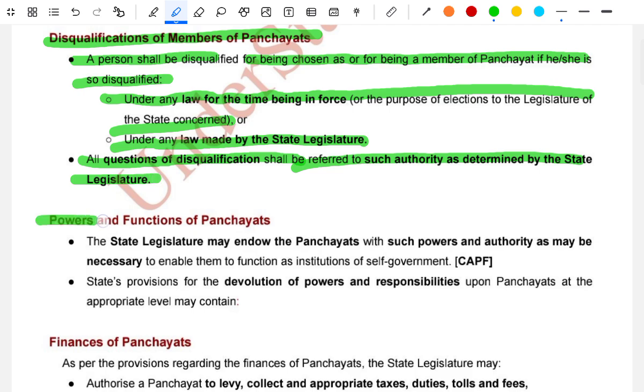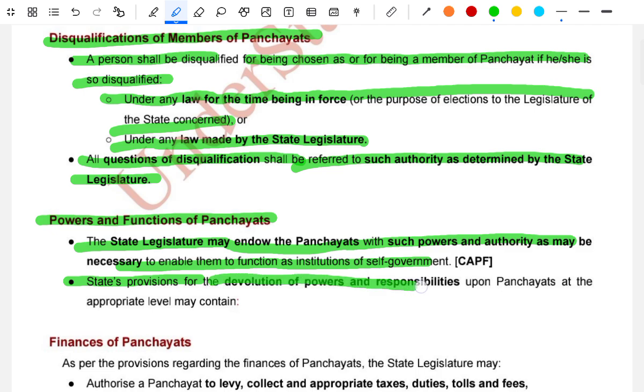The powers and functions of the panchayat. The state legislature may empower the panchayats with the powers and authority as may be necessary to enable them to function as institutions of self-government. The state may make provision for the devolution of powers and responsibilities upon the panchayats at the appropriate level.